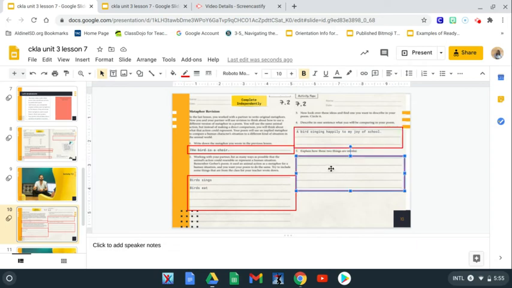Okay, and then here, explain how these two things are similar. Birds sing joyfully early and they wake up early in the morning ready for the new day. And that is exactly how we are when we're ready to start on our first day of school, right?